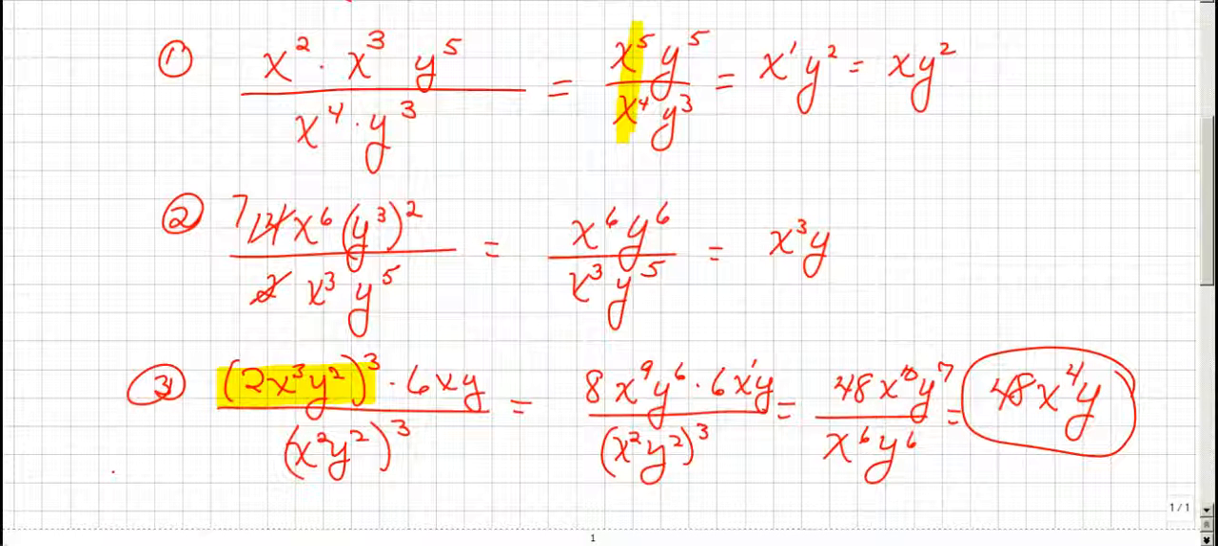Done. So those are the main three properties of exponents that you need to know and be able to work with. So we're going to conclude this video, and in the next video we're going to examine negative exponents and see how they work and combine those with the properties we just saw in this video. That's all for now.